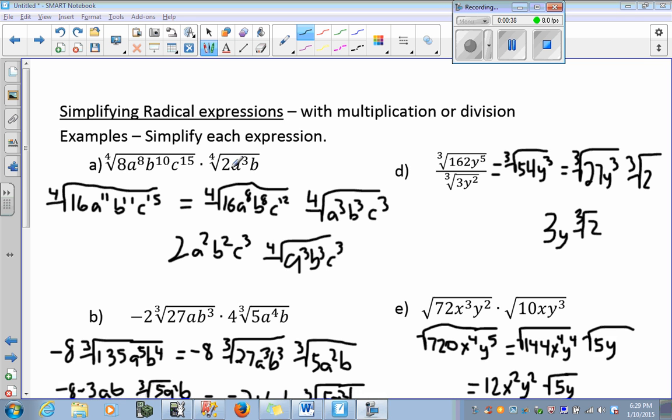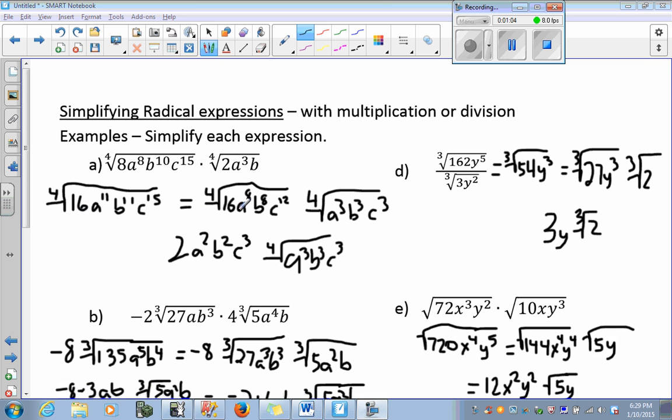A to the 8th times a cubed is a to the 11th. B to the 10th times b is b to the 11th. C to the 15th. So we have the fourth root of 16, a to the 11th, b to the 11th, c to the 15th. Now, we're just going to break that down into two radicals. Everything that's a perfect fourth root, I'm going to place under my first radical. Everything that's not a perfect fourth root, I'm going to place under my second radical.